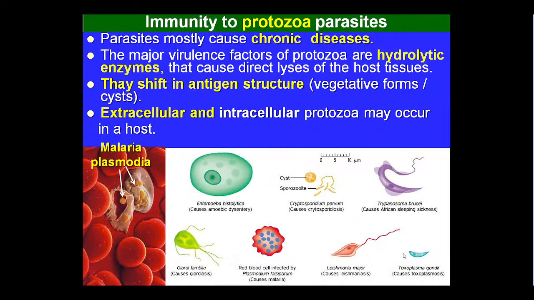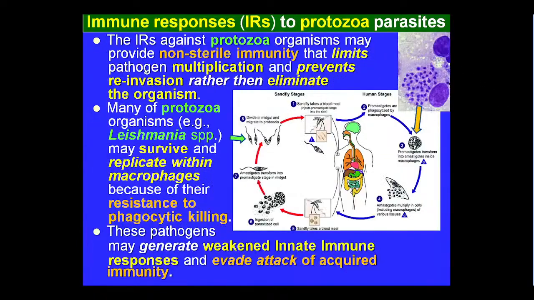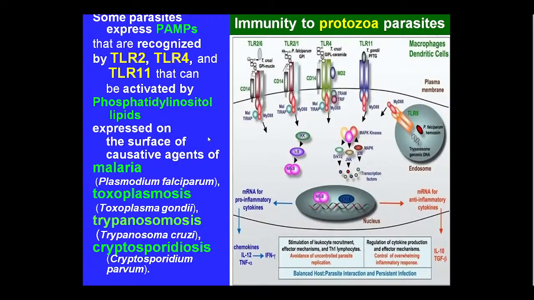Protozoa organisms. I have limited time, and due to this, I have to move on. Protozoa organisms mostly are intracellular parasites and cause chronic diseases maintained by the hydrolytic enzymes of these parasites. Many of them reside intracellularly. Here you see the presence of Leishmania in the leukocyte of humans, Leishmania donovani.